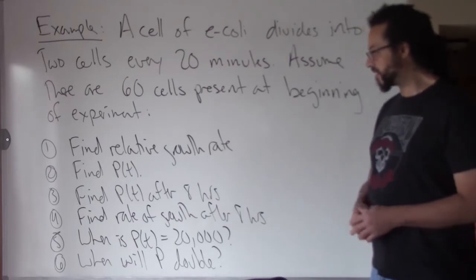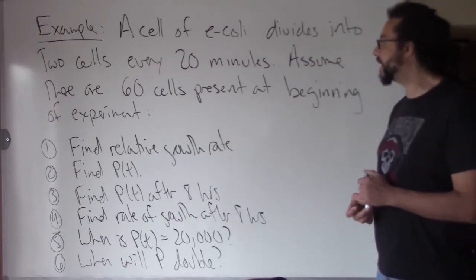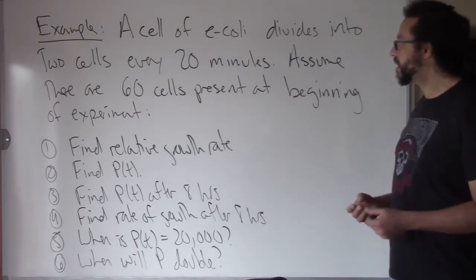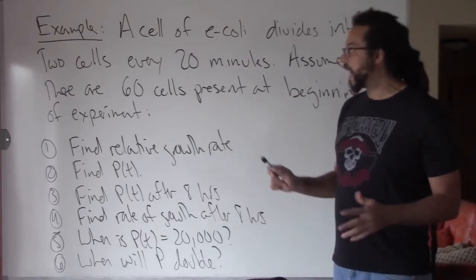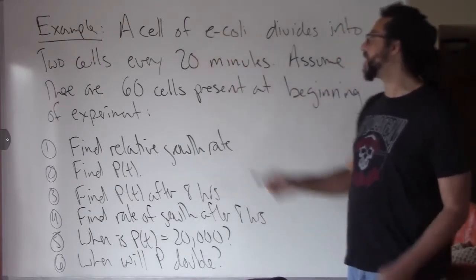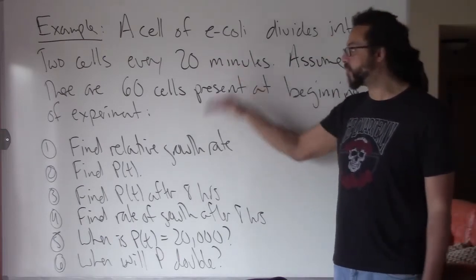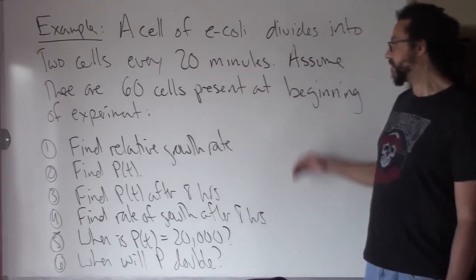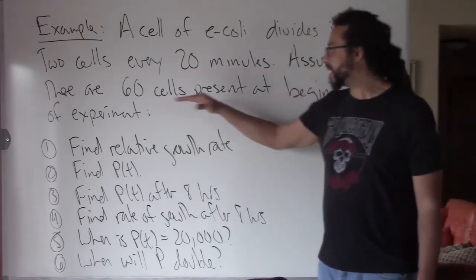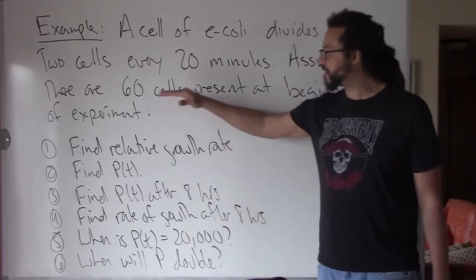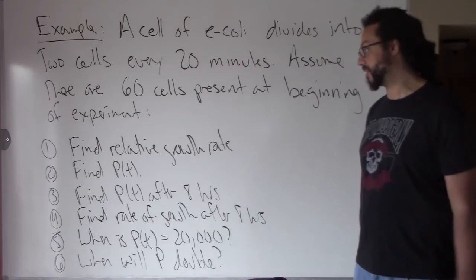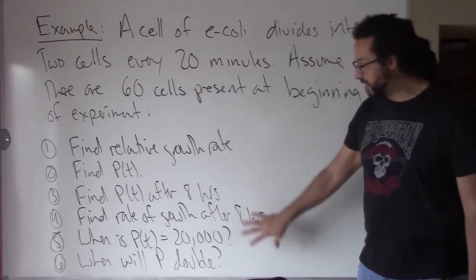All right, here's an example looking at the law of uninhibited growth. So we've got, in a lab, I guess, a single cell of E. coli that will divide into 2 cells every 20 minutes. So we want to assume that at the beginning of our experiment there are 60 E. coli cells present.